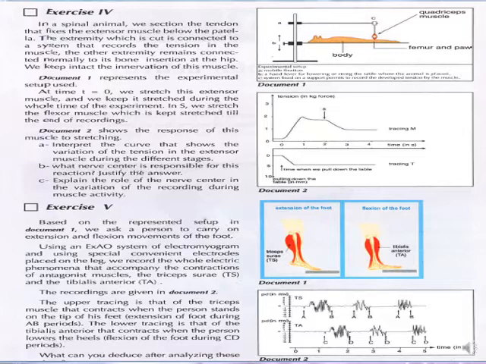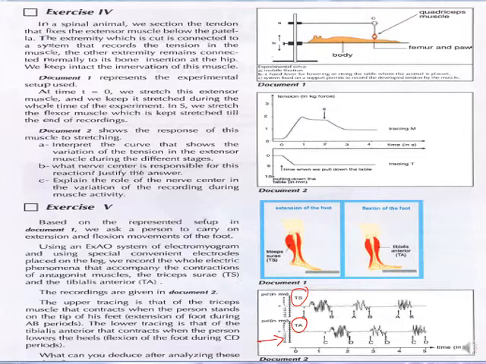The upper tracing is that of the triceps muscle. So this one is for the triceps surae and the lower one is for the tibialis anterior. The upper tracing is that of the triceps muscle that contracts when a person stands on the tip of his foot, extension of the foot, during the AB period. So during AB we have the extension, and the lower tracing is that of the tibialis anterior that contracts when the person lowers the heels. So during the CD period we have flexion of the foot.